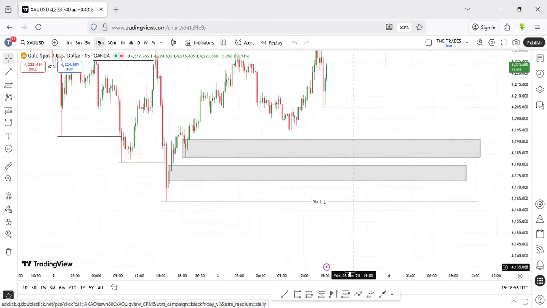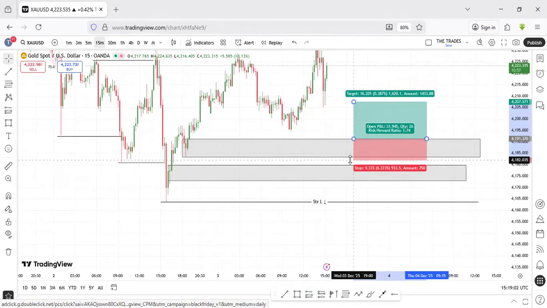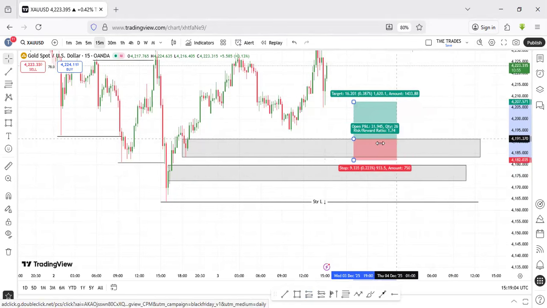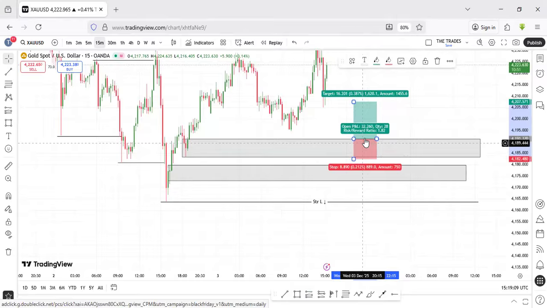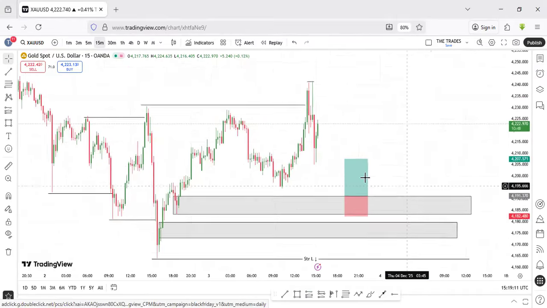Okay. Now, I'll be looking for that opportunity. Remember, trading is reactive and not predictive. Always wait for that change of trend before you start making your entry. Always wait for change of trend. Once the market comes inside this zone, you wait for that change of trend.